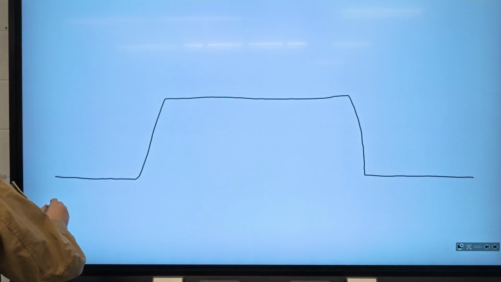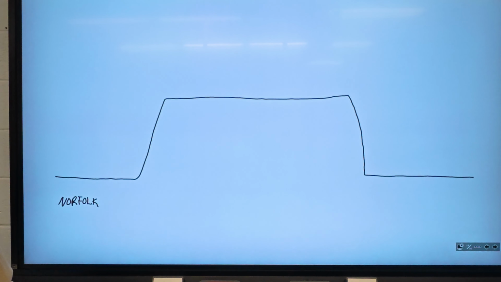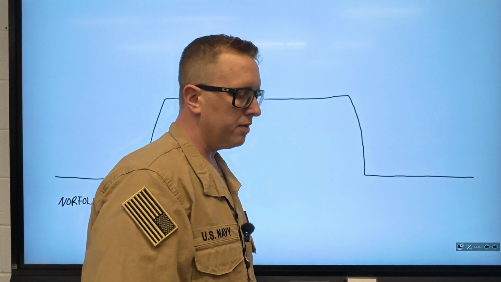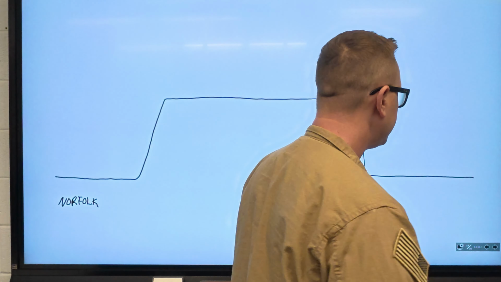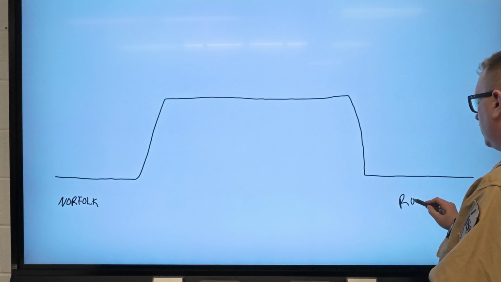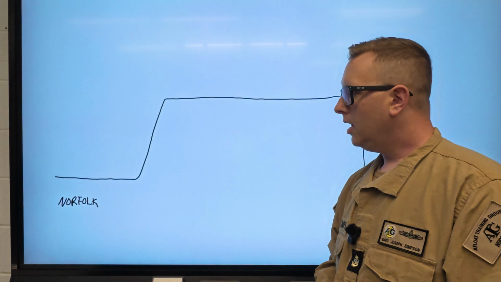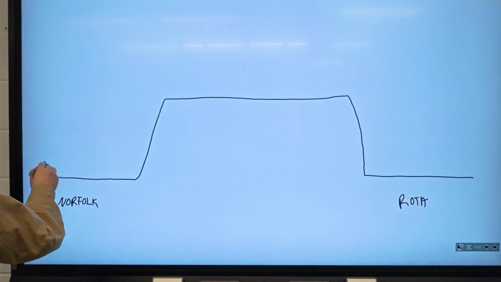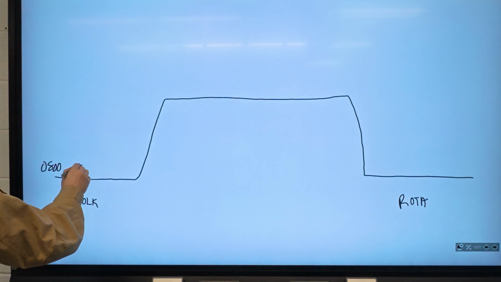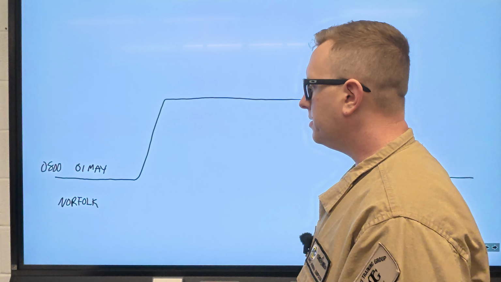And you write in where you're starting. We're starting in Norfolk, Virginia, and we're going on deployment. And usually Norfolk ships, their very first spot they hit on deployment is Rota, Spain. So we end up going to Rota. For this case, we're going to find our estimated time of arrival. So we're going to be leaving Norfolk at 0800 01 May.